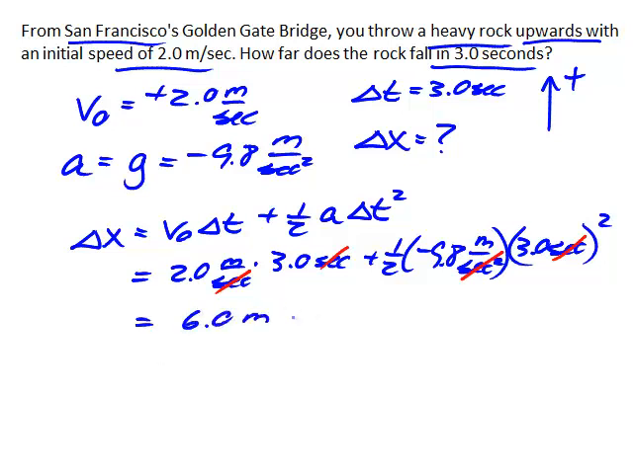6.0 meters plus negative 44 meters, 44.1 that I'm rounding to 2 sig figs. So we end up with negative 38 meters. It's 38 meters below where we released it.